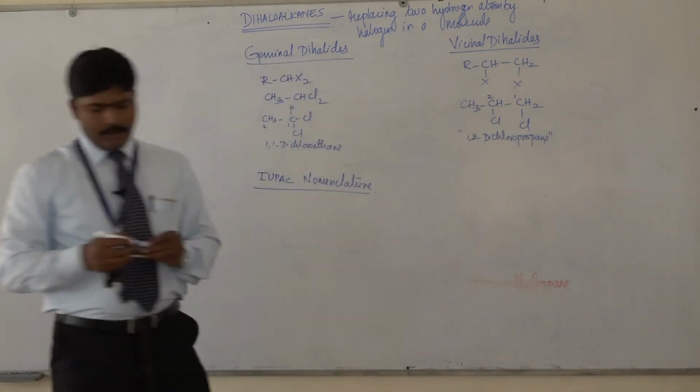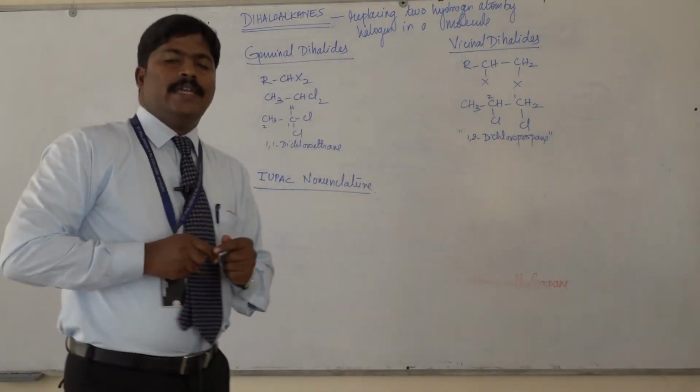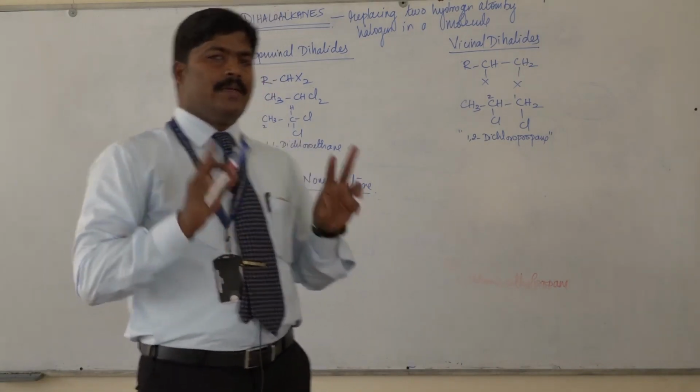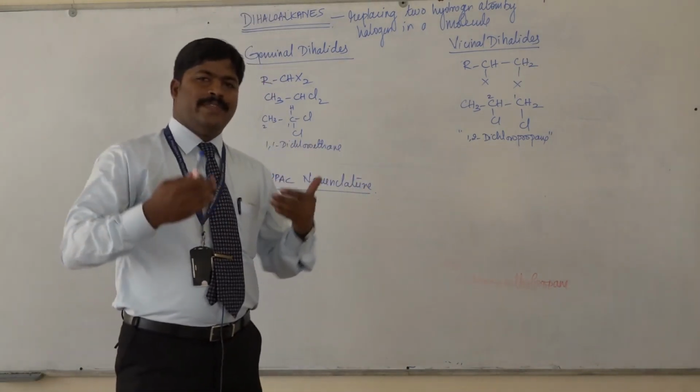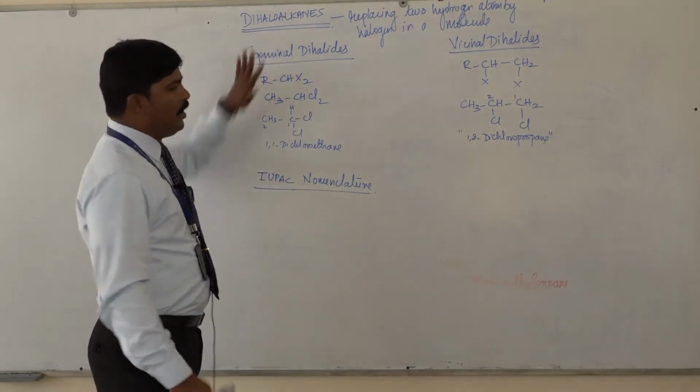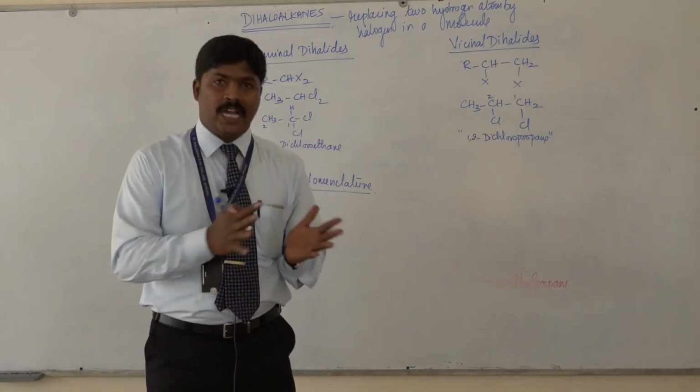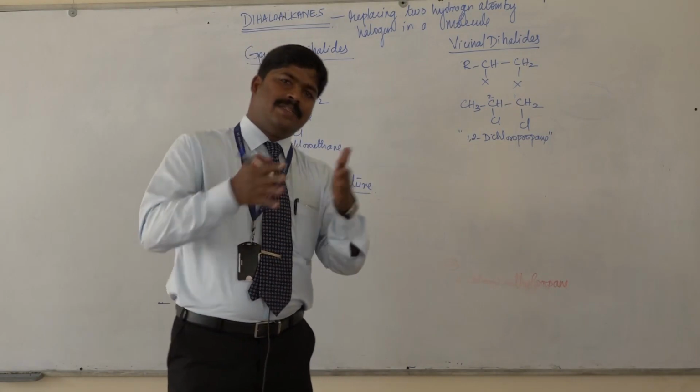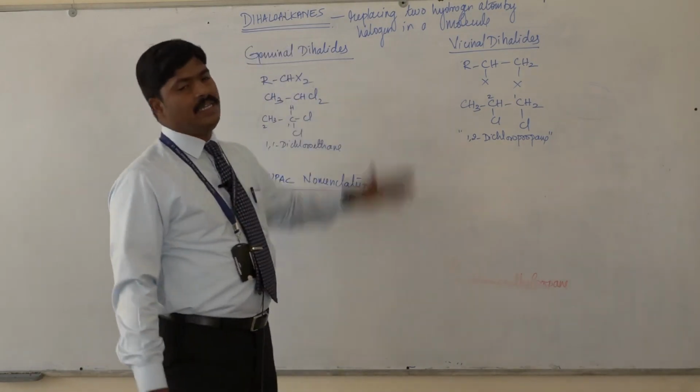So we are trying to learn the classification of dihaloalkanes, where we focus on the presence of two halogens. Whether they are attached to the same carbon, that is called geminal, or whether they are present on adjacent carbons, the first and the next, the first carbon and second carbon, that is called vicinal dihalides.